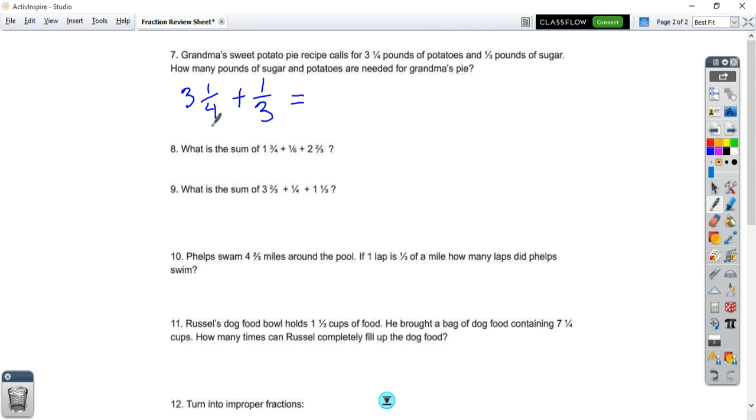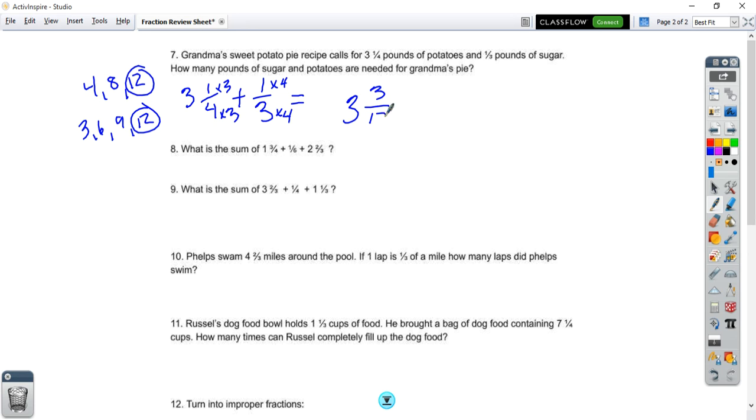So if I take 3 1/4, I've got 4, 8, 12. I did this because I need to find a common denominator, so I list my multiples: 3, 6, 9, 12. 12 and 12. So the 4s I do times 1, 2, 3, times 3. The 3s I do times 1, 2, 3, 4, times 4. So I have 3 and 3.